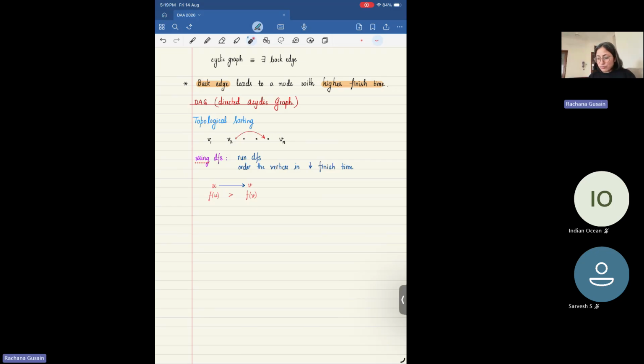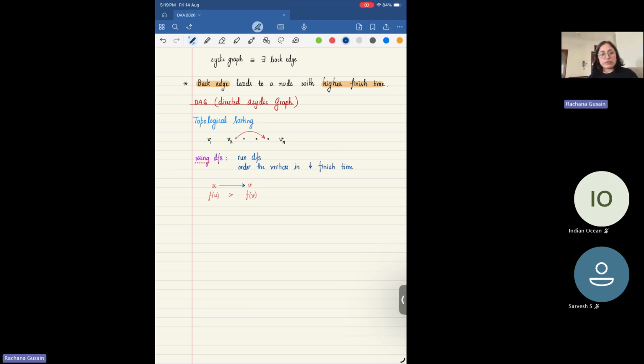So see how simply we can do topological sorting using DFS. Just run the DFS on the graph. Every vertex will have a finish time, and then you order the vertices in the decreasing order of finish time. Okay.